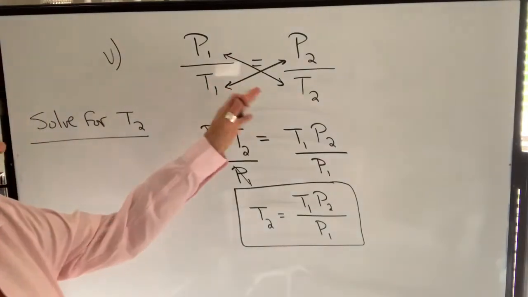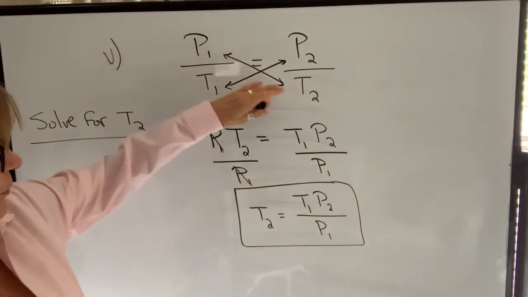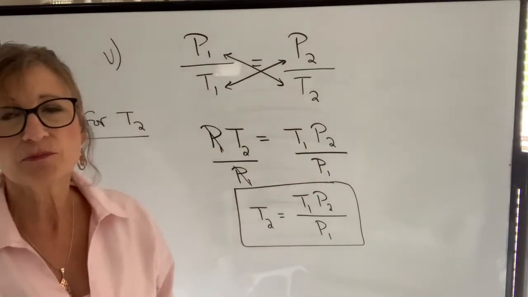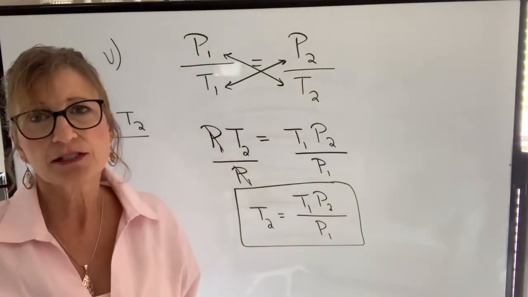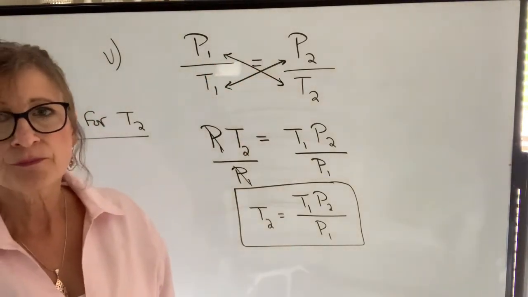And I could have solved for any variable. Whichever variable I was asked to solve for, I would have cross multiplied as my first step, just to get rid of the fractions, to get rid of the division created by the fractions.